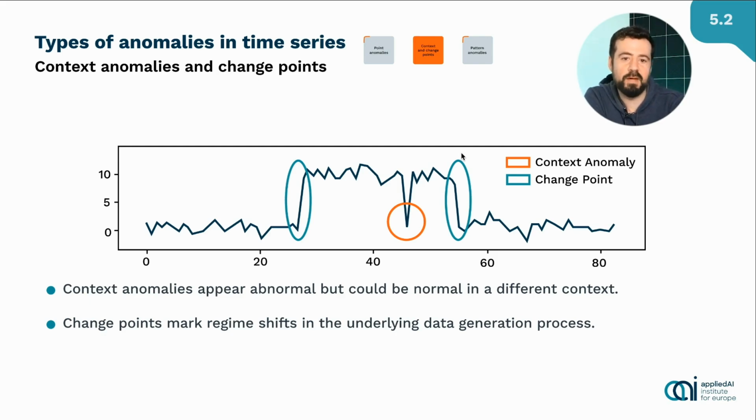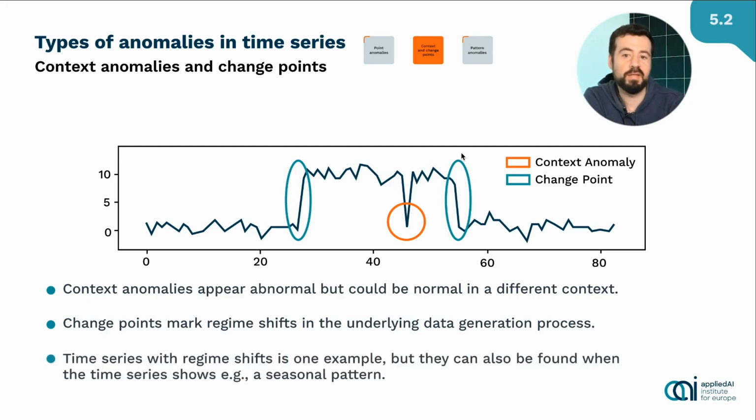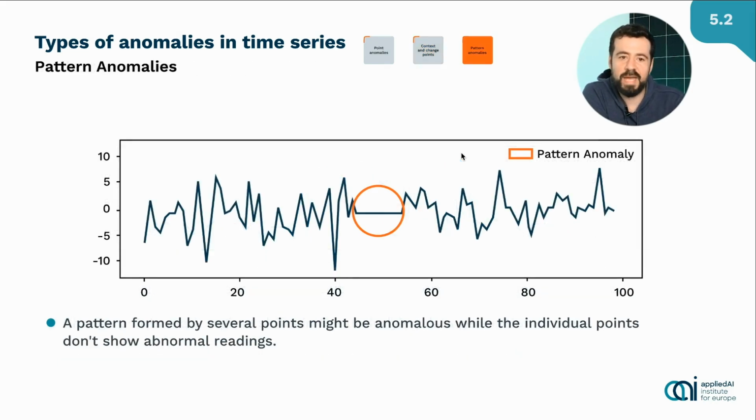And regime shifts are one example of where context anomalies can appear, but they can also appear in the context of seasonal patterns. Finally, we want to look at the notion of pattern anomalies. In this case, we really need to look at several points, and only the pattern that they build is anomalous. So the values that we see are not anomalous. I think this here is a rather good example.